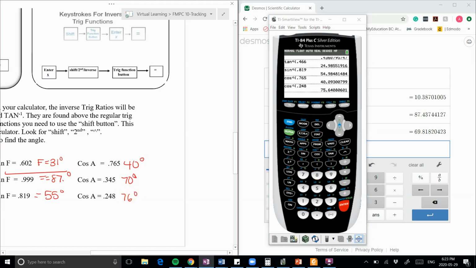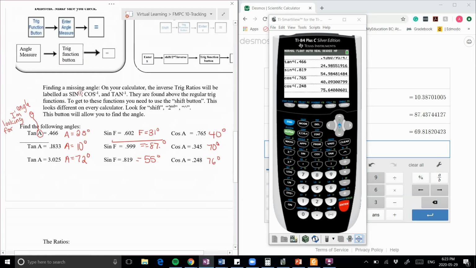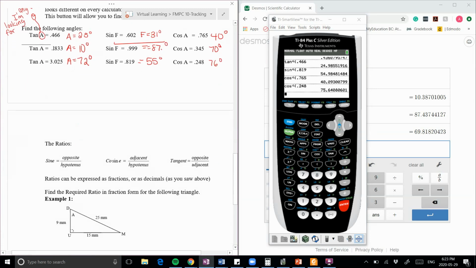75.6 is going to round up to 76 degrees. Okay, so that's our calculator work. So why does it matter? Why do we need 3 of them, right? Like, why can't I just use tangent or just use sine?